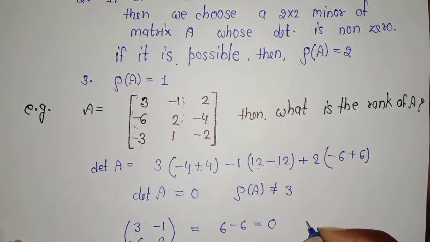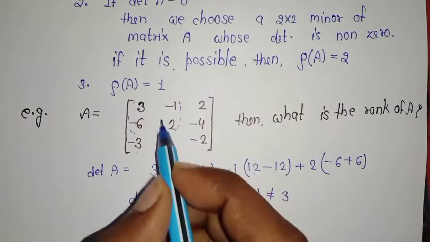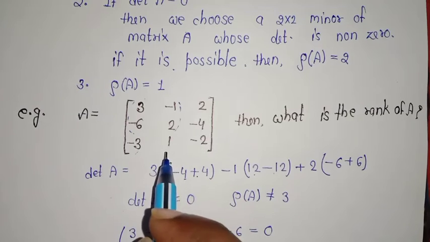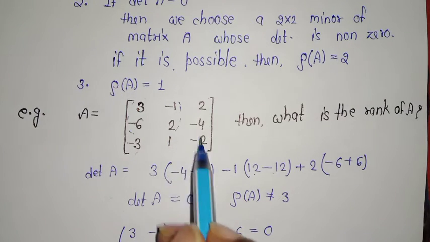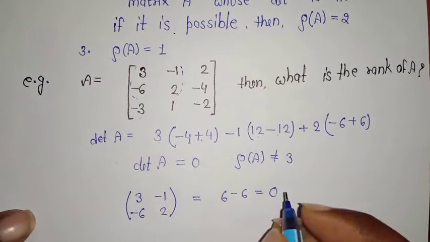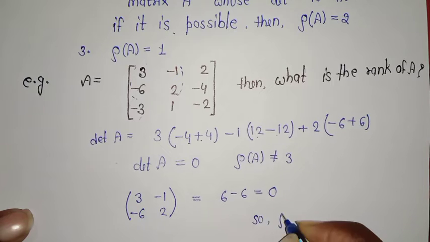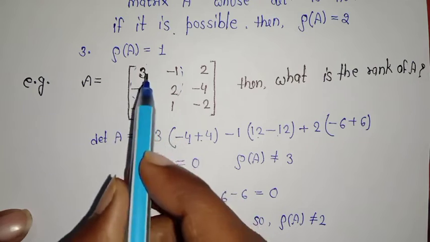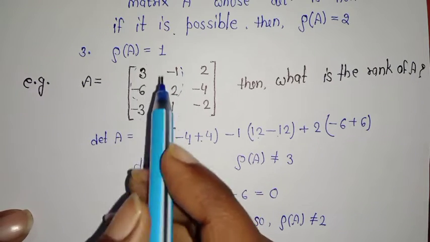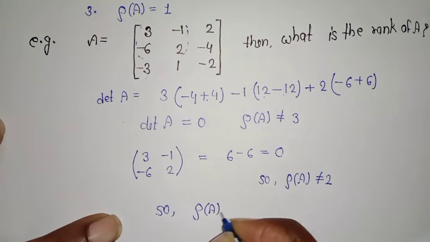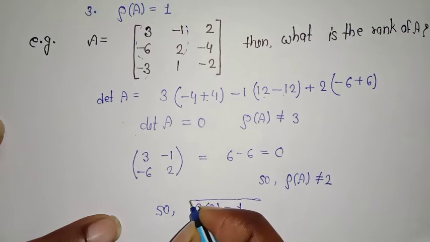So you can take other minors as well. You will get the result 0 in all the cases. That is, if you take any minor of this matrix, you will always get the determinant of the minors as 0. So rank of this matrix cannot be equal to 2. In that case, only one case remains, that is the rank of A is 1. So rank of A is equal to 1. In this way we can find the rank of any 3 cross 3 matrix. So I hope you understand this.